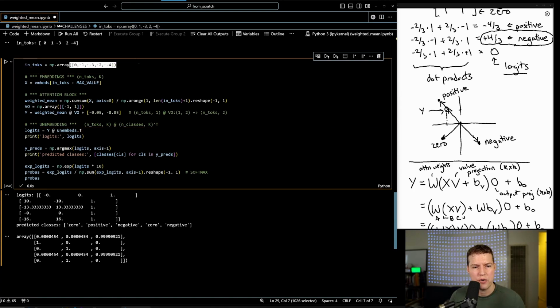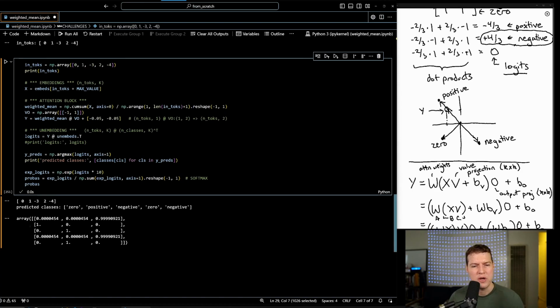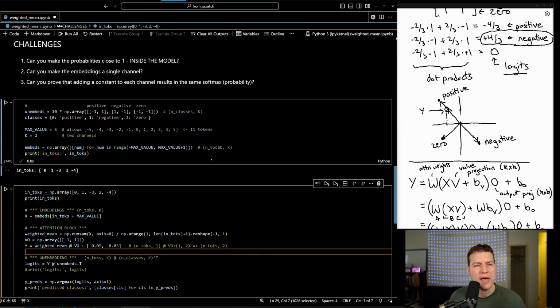Okay, so here are our in tokens. Let me get rid of these logits because I think they're a little annoying, and I'll print the intox. Okay, so our predicted classes are now: the first one is 0. The sum of the first 2 is positive. The sum of the first 3 is negative. The sum of the first 4 is 0 now. And you can see they're again correctly classified. So by doing all of this, I transformed my space from the embedding space to the unembedding space. Pretty neat, right?